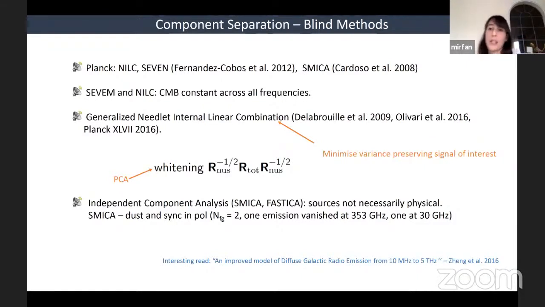A cool way to go, and something that you can do, is semi-blind methods. These are kind of cool hybrids. If you look at the latest Planck polarization results, the ones that came out in 2018, you'll see that SMICA, a blind method, was used in a semi-blind way, and it produced foreground maps of thermal dust and synchrotron emission in polarization.